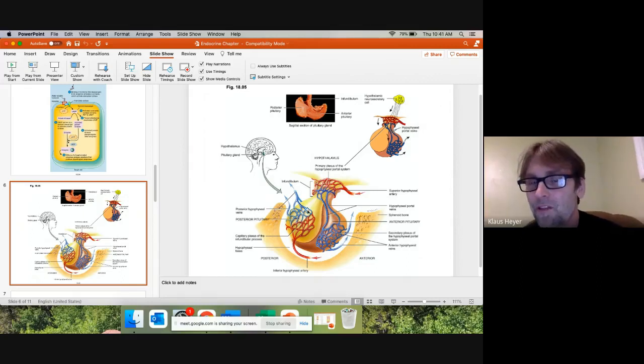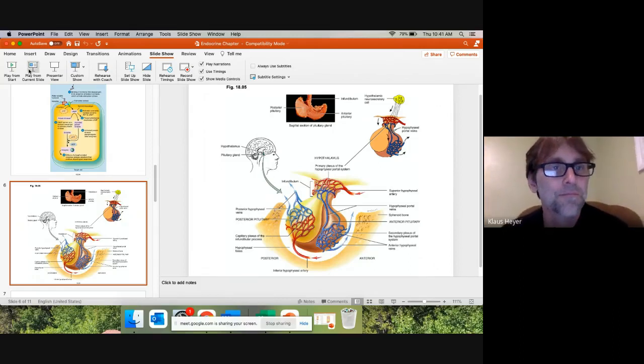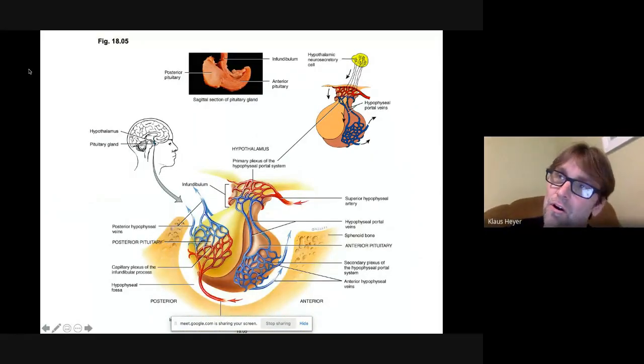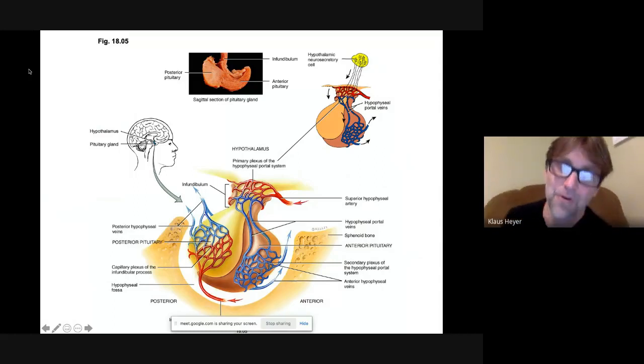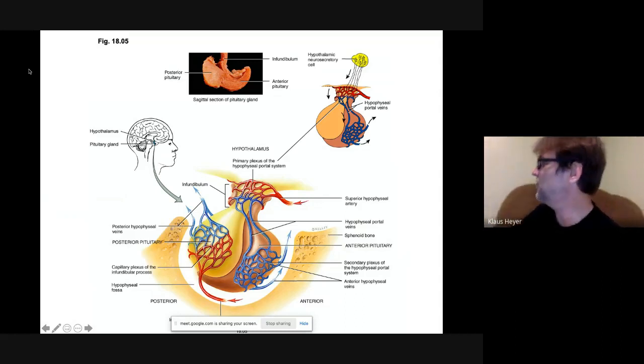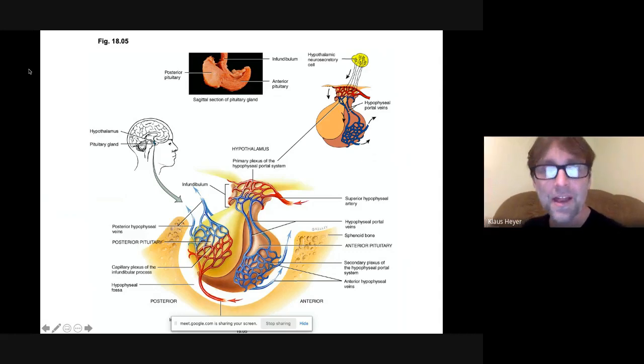This is posterior. This is anterior. This is posterior. So you see, there's 2 lobes, and they're colored here. The front one is called adenohypophysis. Again, it's okay if you don't know the name. The back one's called neurohypophysis. They just have other names in case you run into that in your book.